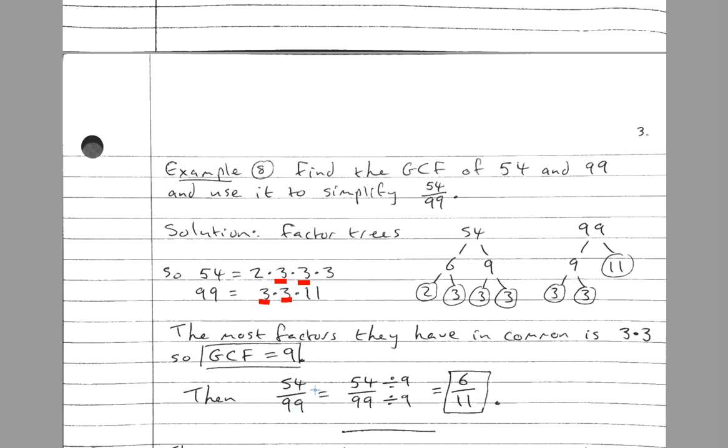Okay, so we can cancel 9s out of this fraction. If you divide 54 by 9, you're left with 2 times 3, that's 6. And divide 99 by 9, you're left with 11. All right, so here is 54 99ths reduced to lowest terms. It looks like this: 6 11ths.